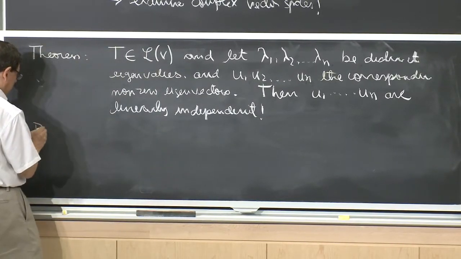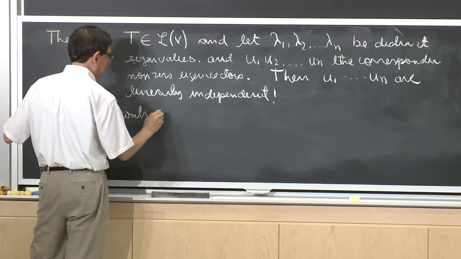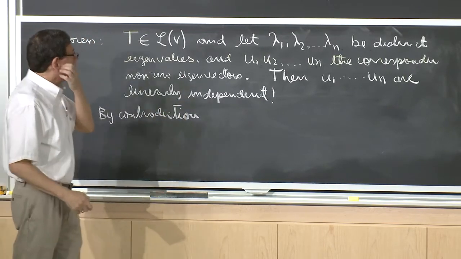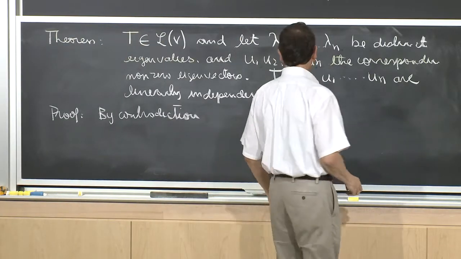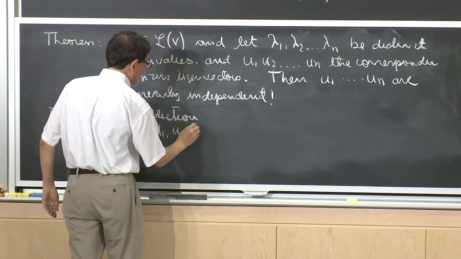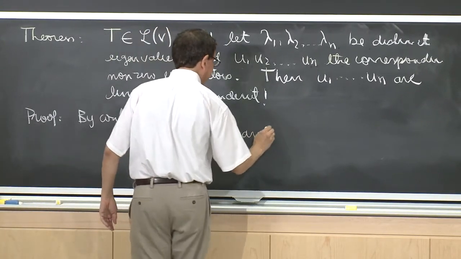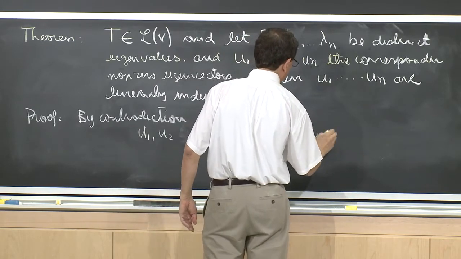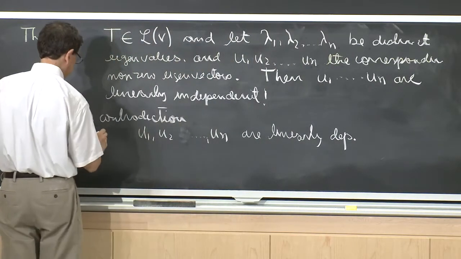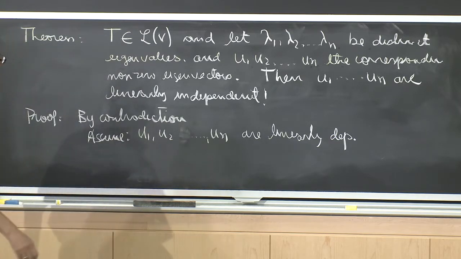So let me consider a proof. And it will be by contradiction. So we'll assume that these vectors, u1, u2, up to un, are linearly dependent. Assume this. And we're going to try to see that we get in trouble with that assumption.